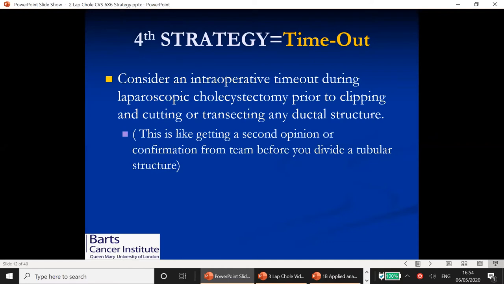Now, since the introduction of the WHO checklist, we've got used to sign in and sign out. So a similar strategy has been recommended by SAGES that you pause for a second, take a step back, and have a timeout with your team in theater to say, fine, I think we've completed the dissection, we've achieved the critical view, and it is now time to clip and cut. Because once you clip and divide a tubular structure, and if it is the wrong structure, then there's no coming back.